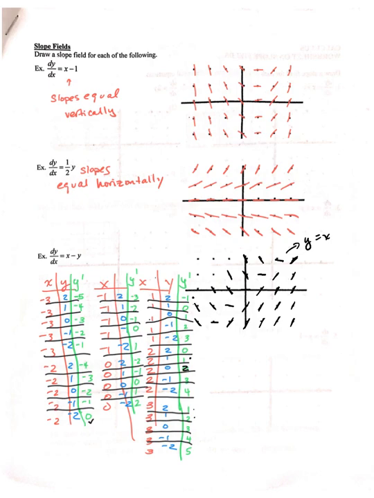Okay, then I need -3. Get the idea? Once you figure out the pattern, then it becomes easy. -4, -5. All right, so that's how you do slope fields. All right, I'm going to post this worksheet.